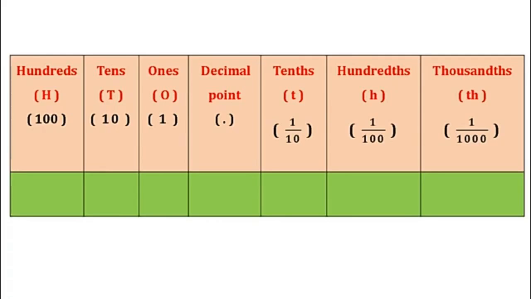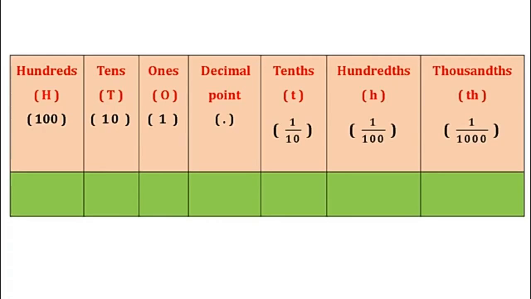Now, let us learn how to represent a decimal number on a place value chart. So, for that, let us first know how a place value chart of a decimal number looks like. Starting from the left, we have the hundreds, tens and ones place, which is to the left of decimal point. So, they represent the whole number part. To the right of the decimal point, we have the decimal part. So, immediately after the decimal point, we have the tenths place. Next, the hundredths and then thousandths place.